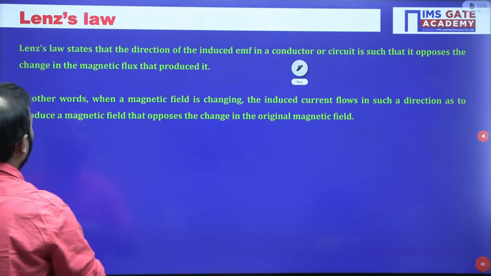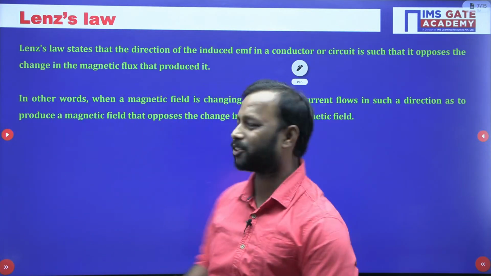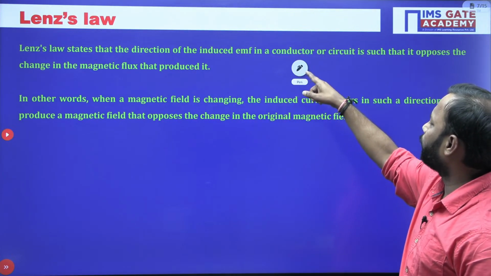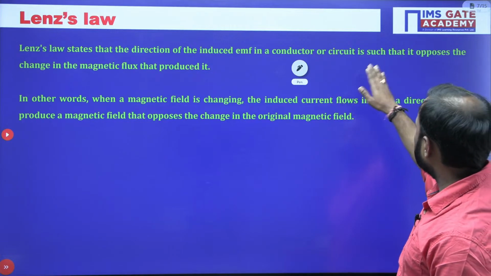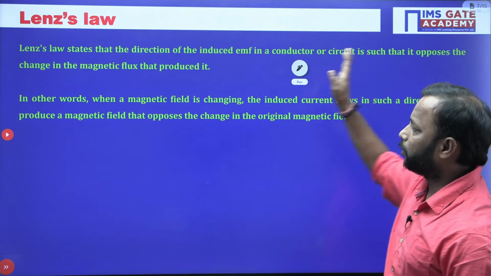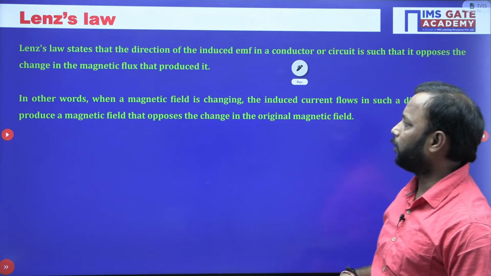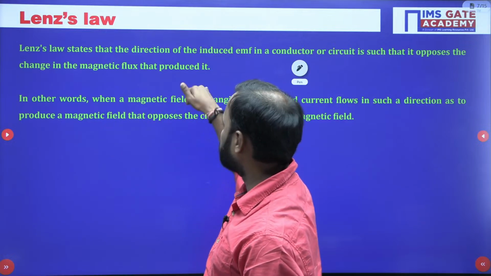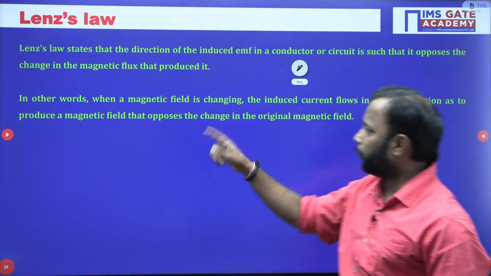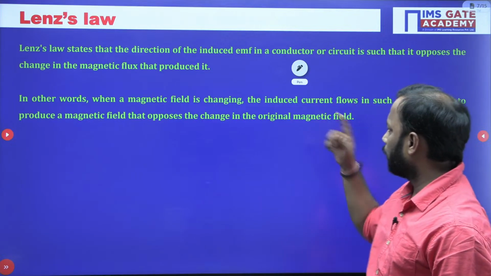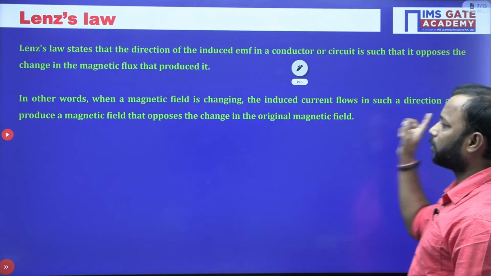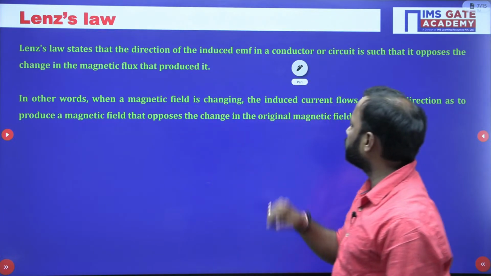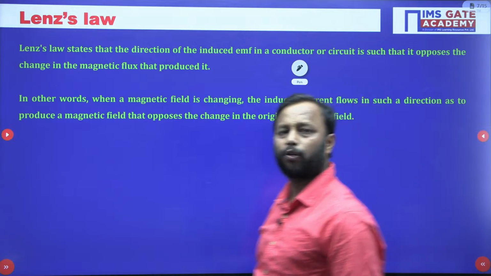And what is Lenz's law? I know all of you know it, but let us read this statement. Lenz's law states that the direction of the induced EMF in a conductor or a circuit is such that it opposes the change in the magnetic flux that produced it. In other words, when a magnetic field is changing, the induced current flows in such a direction as to produce a magnetic field that opposes the change in the original magnetic field. So what do you mean by this?